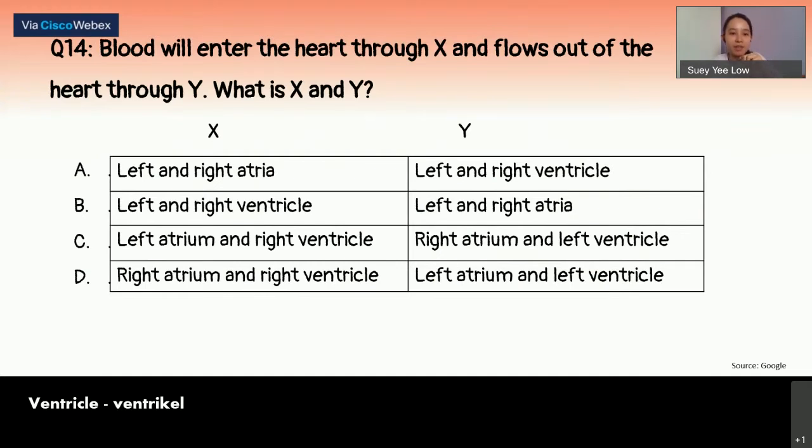For C, X is left atrium and right ventricle, and Y is right atrium and left ventricle. For D, X is right atrium and right ventricle, therefore Y is left atrium and left ventricle. So this one, basically, if your concept is right, then you will get the answer. So let's see, what is the answer? Okay, I'll leave you 30 seconds. So you tell me what would be the correct answer.